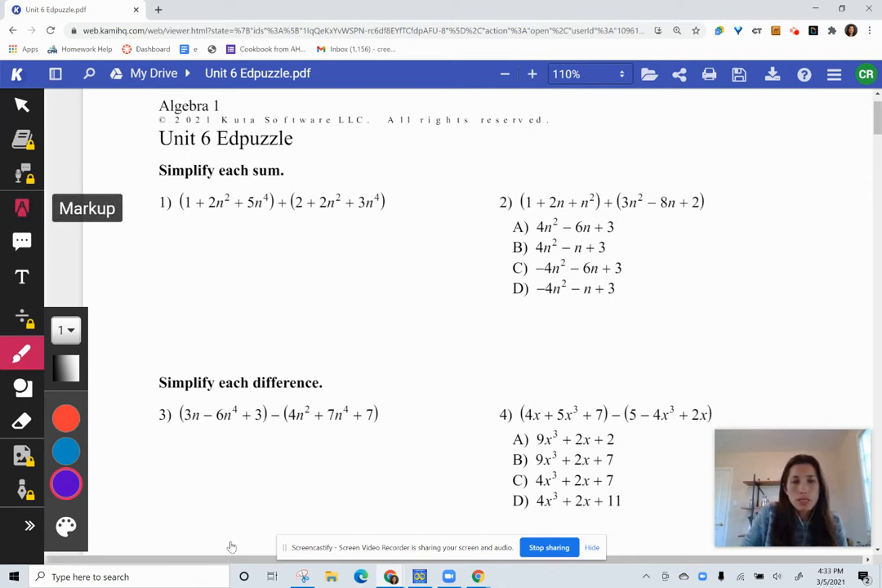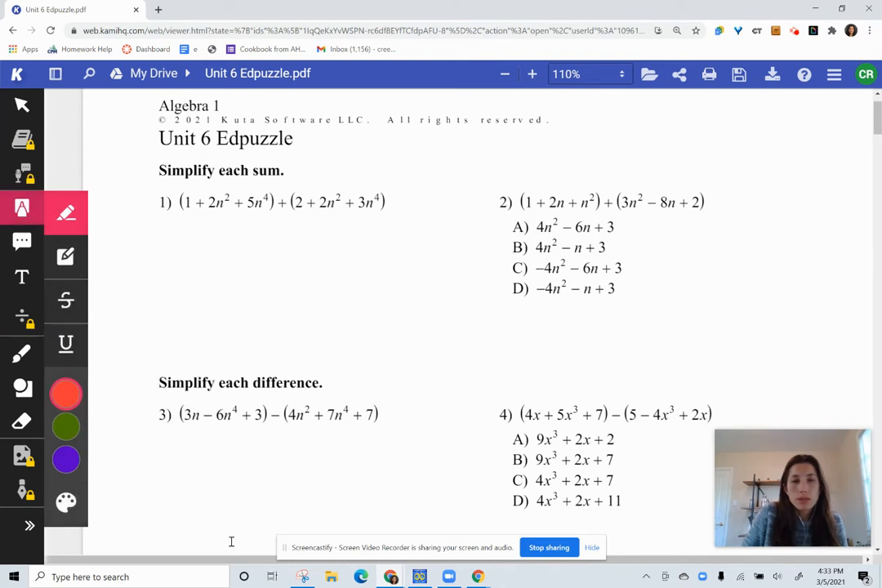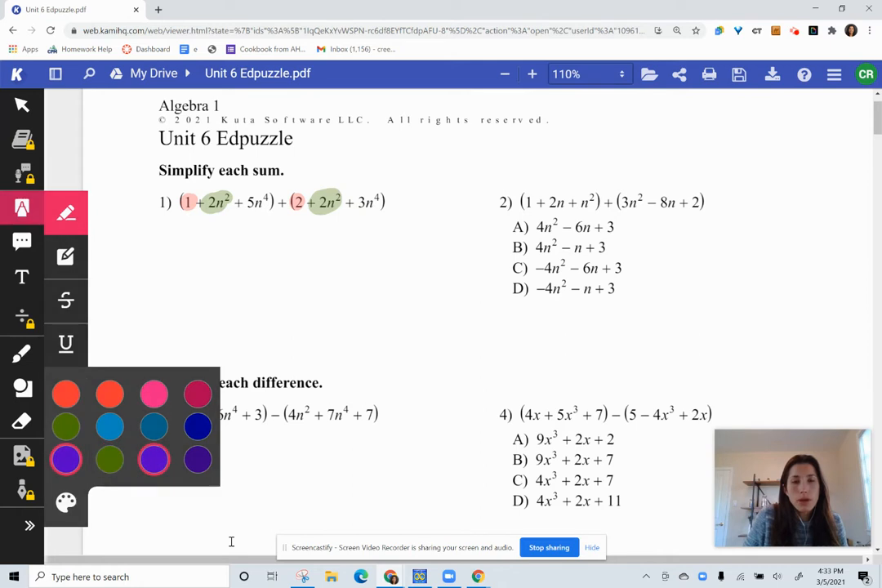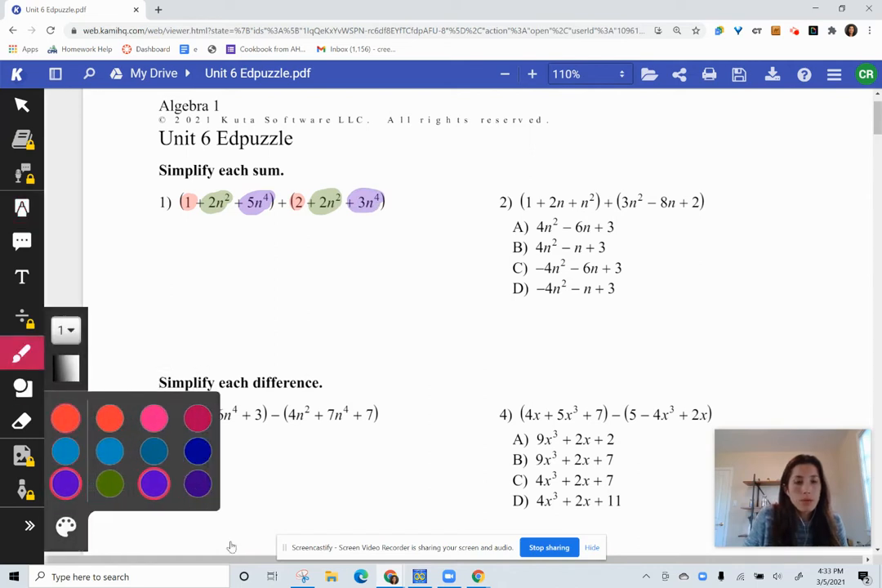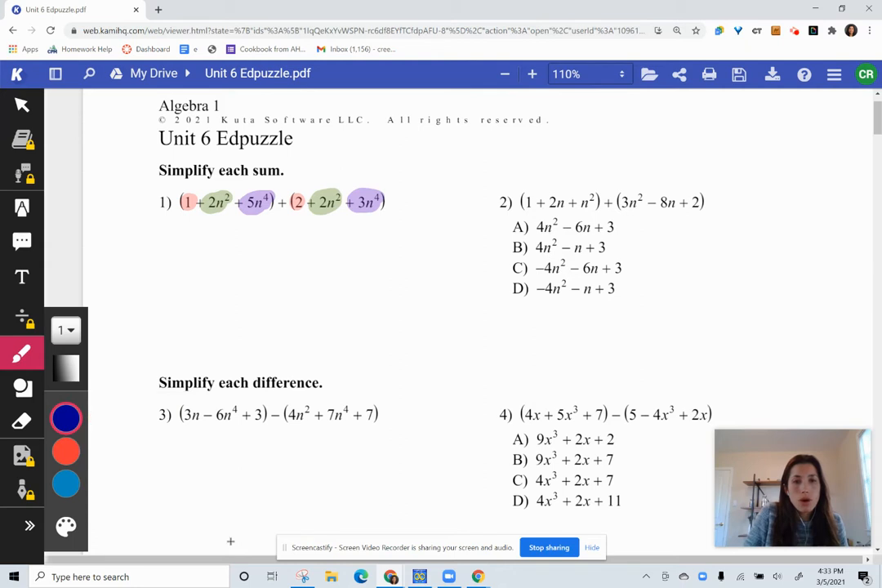Then what we're doing is just saying, okay, what are our like terms? So we have 1, that would be a like term with this 2 here. We have the 2n squared, that would be a like term with this 2n squared. And then our n to the 4th powers are also like terms. So now we just need to rewrite it where we're combining them. We'll combine the 1 and the 2, that would become 3.